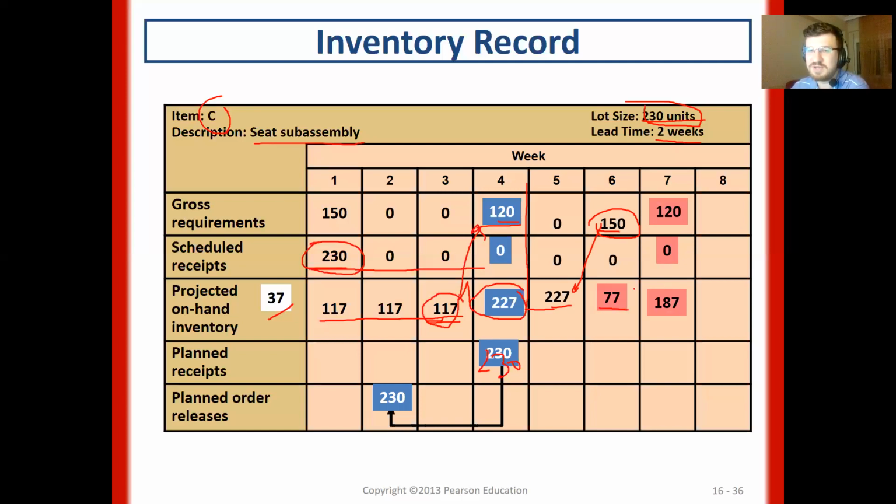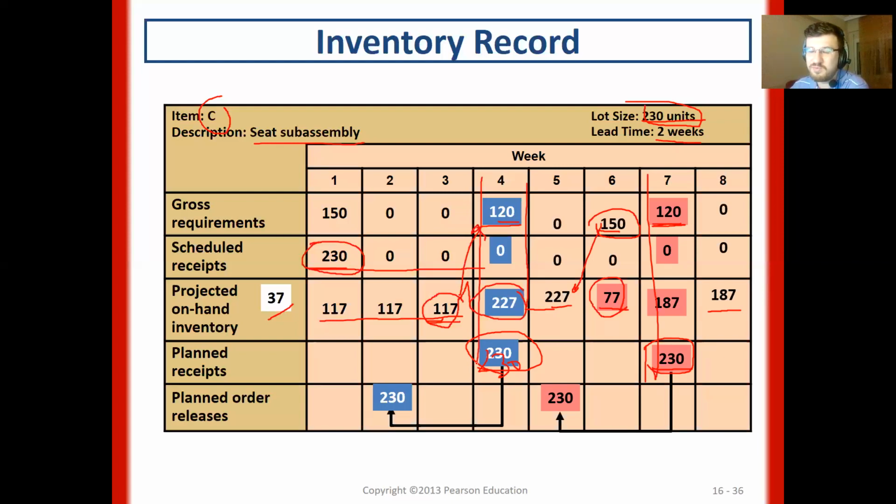However, I cannot meet week 7 demand from my stock, right? Then I should also have another order, and that order should be available at the beginning of week 7. The order size is 230 units, and this is going to be the ending inventory for the next planning horizon. So there are 2 orders that should be received at the beginning of week 4 and week 7.